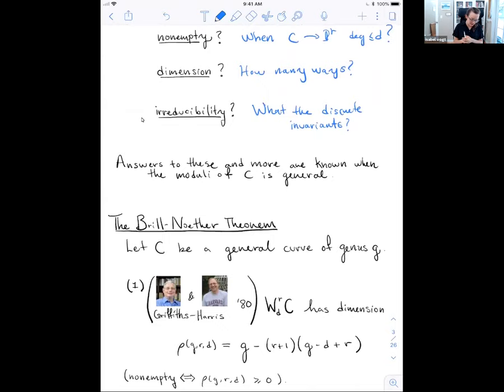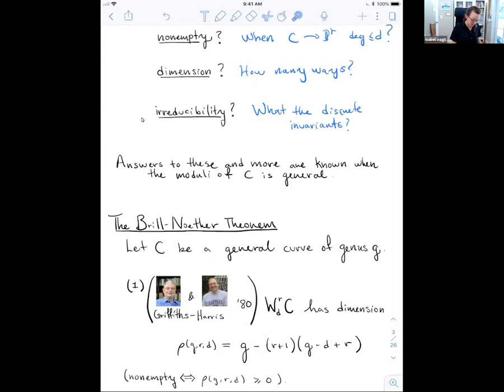So it was proved by Griffiths and Harris in the 80s that W^r_d has dimension, which is called the Brill-Noether number, rho(g,r,d), which is g minus (r plus one) times (g minus d plus r). And I should say, you're supposed to interpret, of course, the maximum dimension is g because it's a subvariety of Pic^d. So if this is positive, it can be at most g. And this is the expected dimension. If you set up some expectation for what the dimension of this variety is, this is what you get. So this is saying it behaves as expected. And you're supposed to read out of this that it's non-empty exactly when this Brill-Noether number is greater than or equal to zero. So everything is as nice as possible when the curve is general from this perspective.